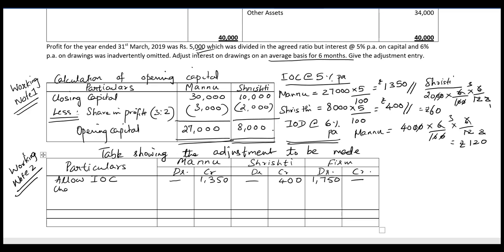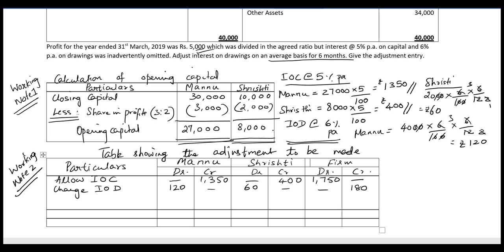The next step is to charge interest on drawings. For charging interest on drawings, we need to debit the partner and credit the firm. The interest on drawings for Manu is rupees 120, whereas it's 60 for Shrishti. So I'll debit Manu with 120 and debit Shrishti with 60 rupees. I'll add these two up. I get 180 rupees and I will credit the firm with 180 rupees.